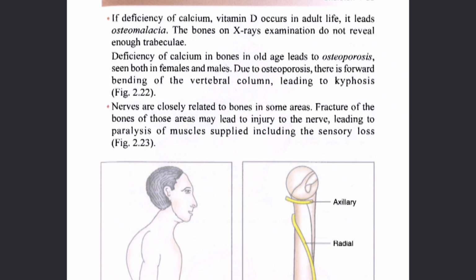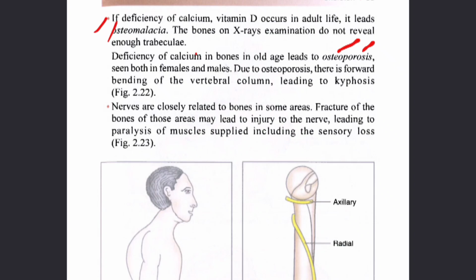Deficiency of calcium and vitamin D in adult life leads to osteomalacia, softening of the bones. We have studied. The bones on X-ray examination do not reveal enough trabeculae. Then deficiency of calcium in bones in old age leads to osteoporosis. It is mostly seen in females, males also.